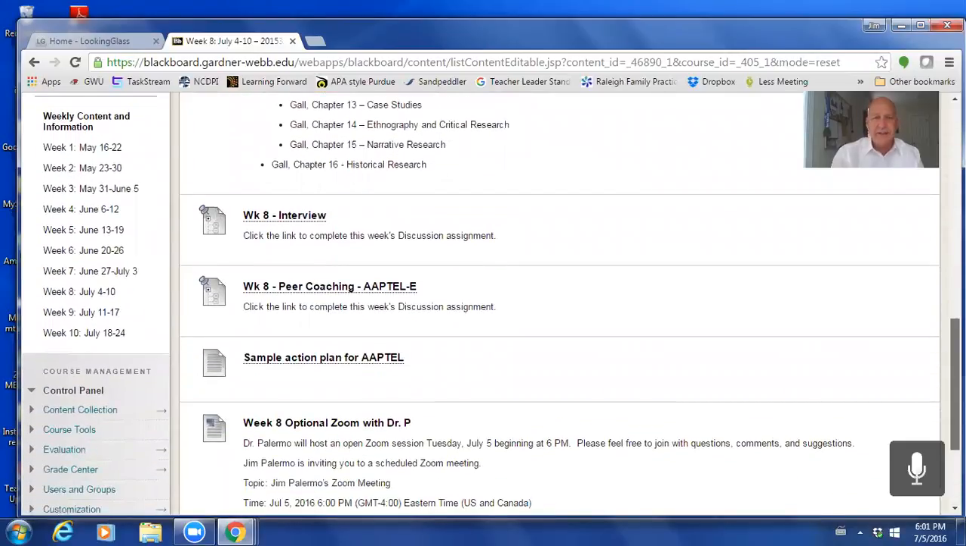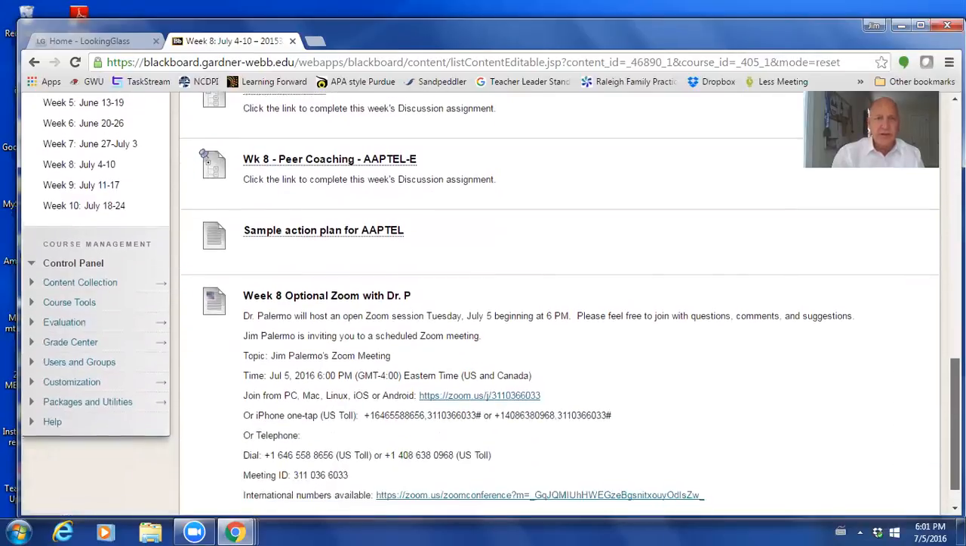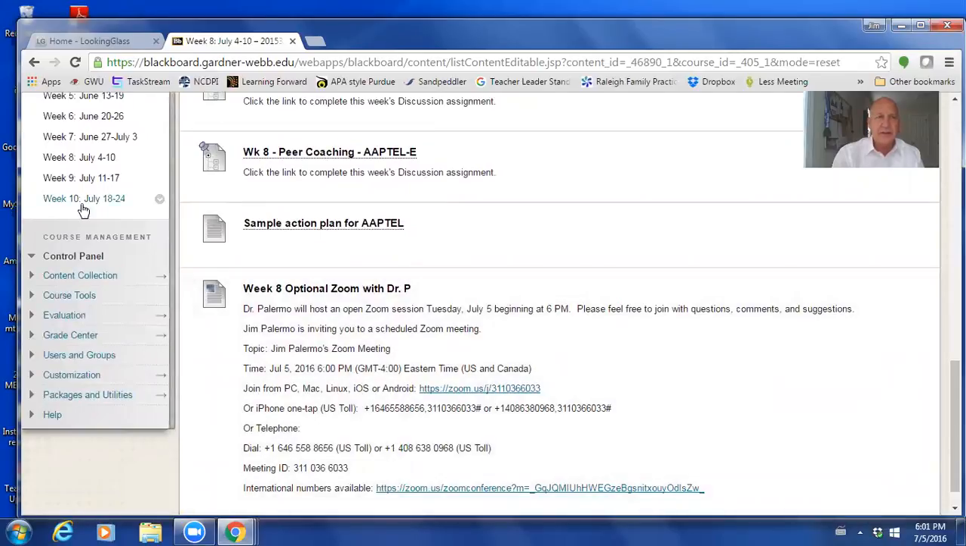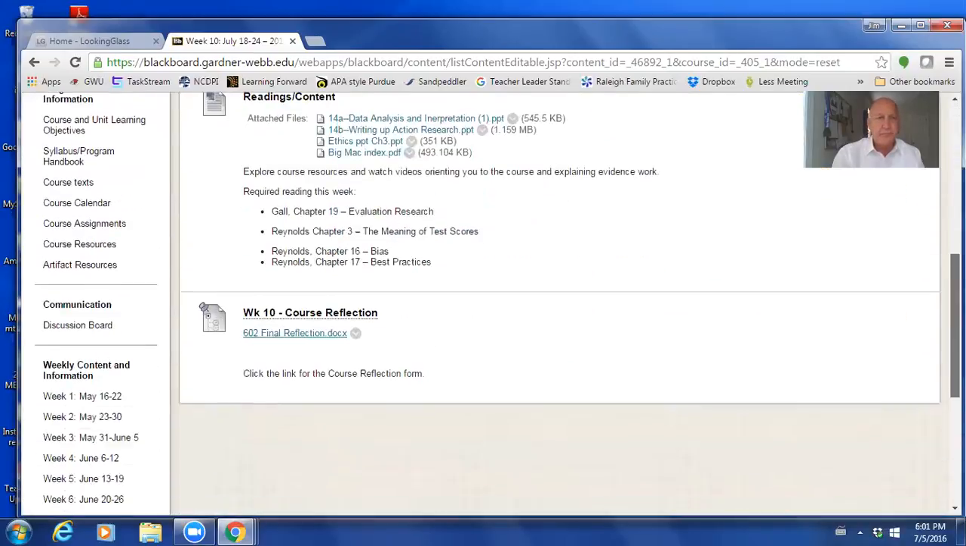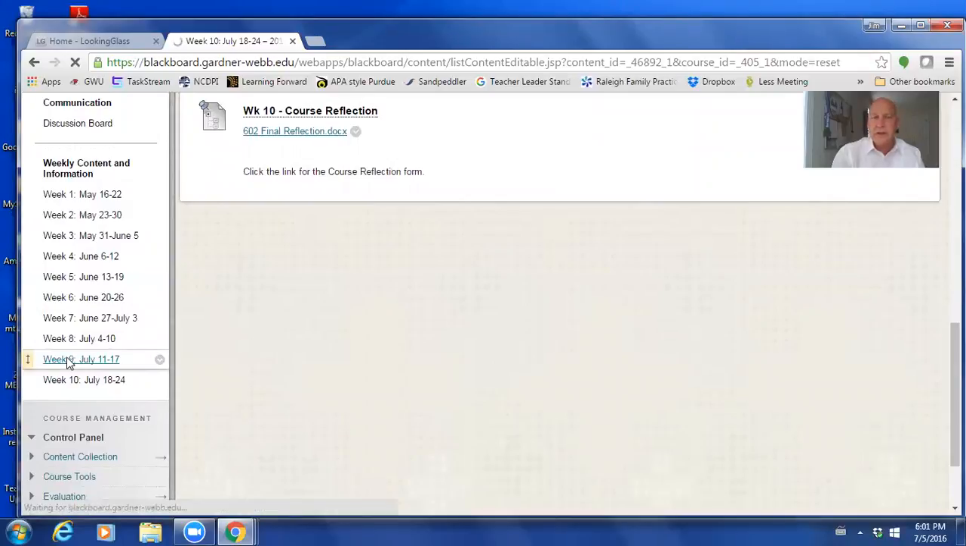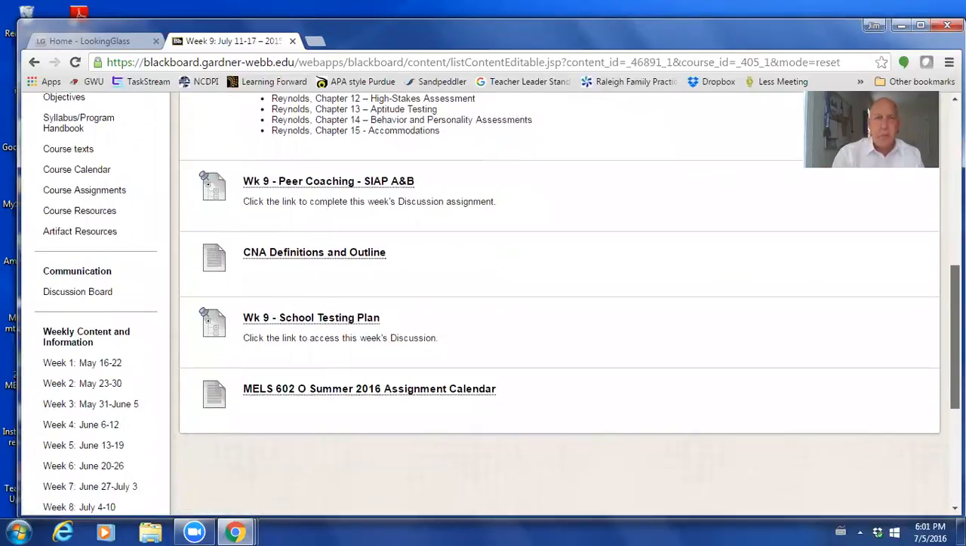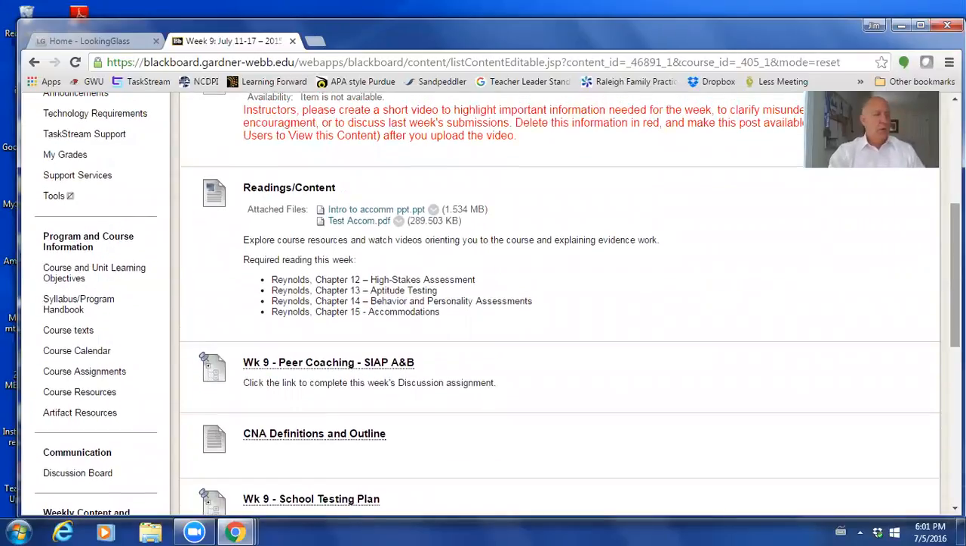It is week 8, and as far as assignments that are due, it's Aptel E this week, but I want to think and talk a little bit about SIAP A and B. The School Improvement Action Plan, Parts A and B, comprise something that we in Wake County used to call the Comprehensive Needs Assessment, the first stage in gathering data for the school improvement process.